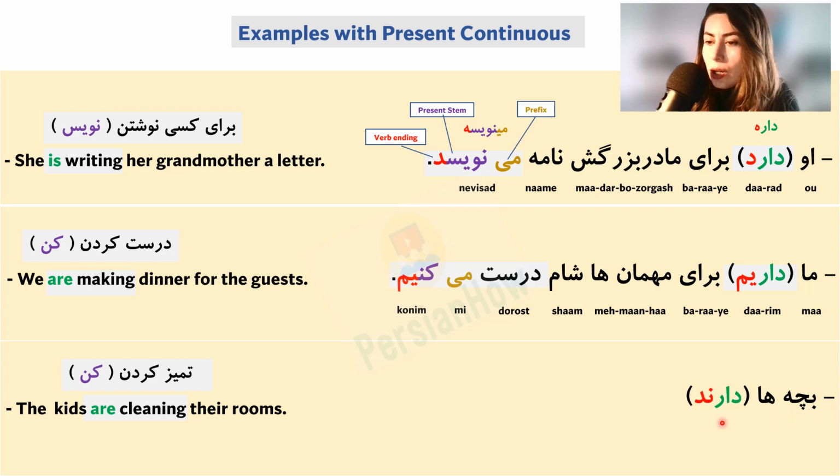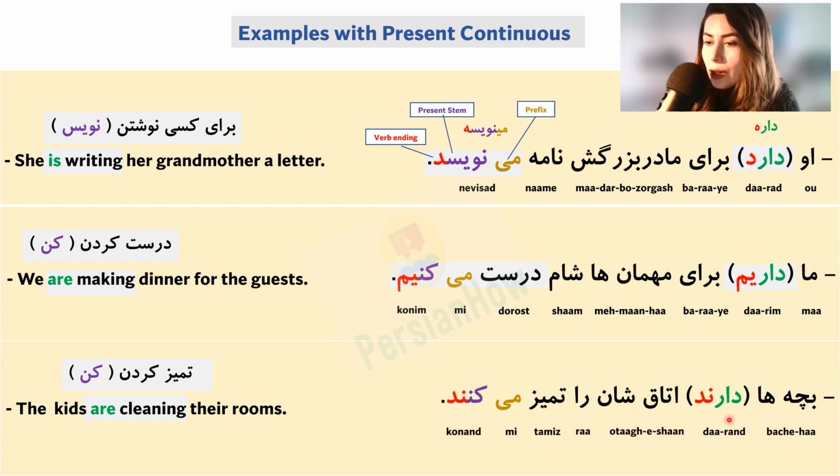بچه ها دارند اتاقشان را تمیز می کنند. One more time. بچه ها دارند اتاقشان را تمیز می کنند. دارند, the auxiliary verb in the spoken language is دارن. And تمیز می کنند. Sorry, let's go back to اتاقشان. اتاقشان, شان in the spoken language is شون, را is رو, and می کنند, می کنن. So this sentence is a little bit more informal. بچه ها دارن اتاقشون رو تمیز می کنن.